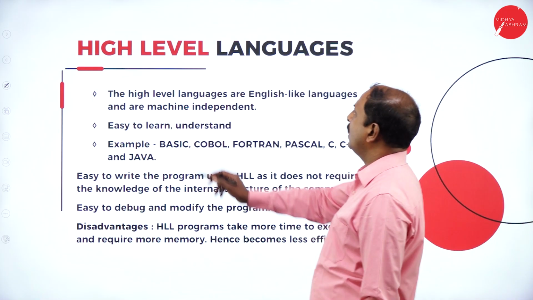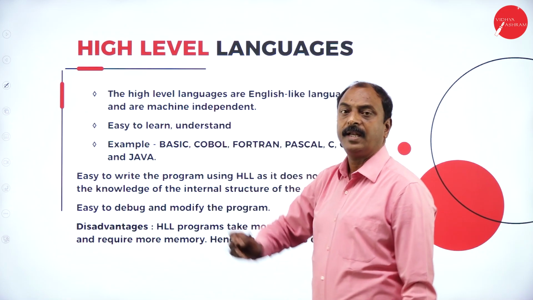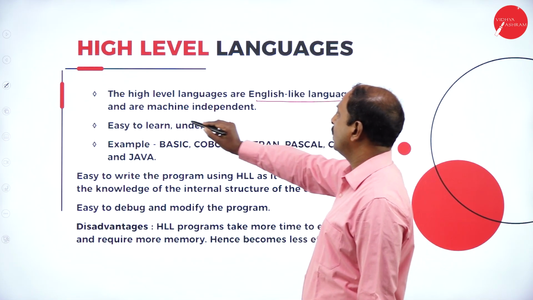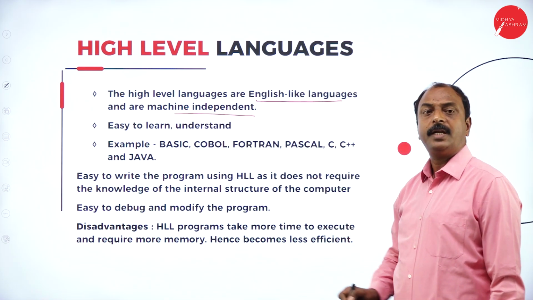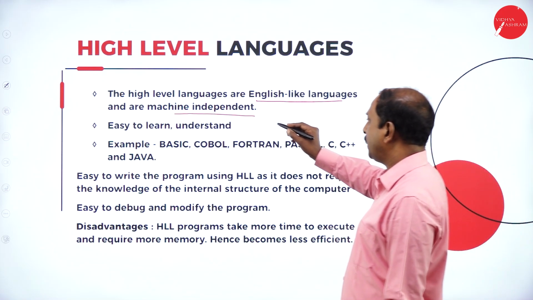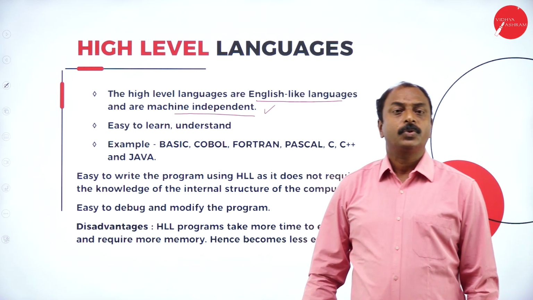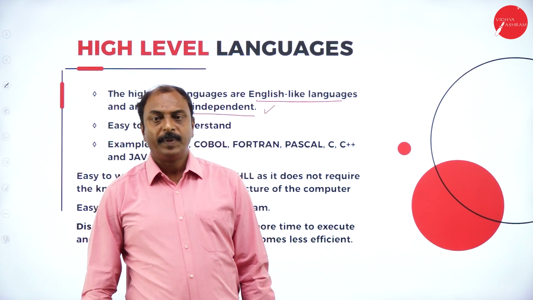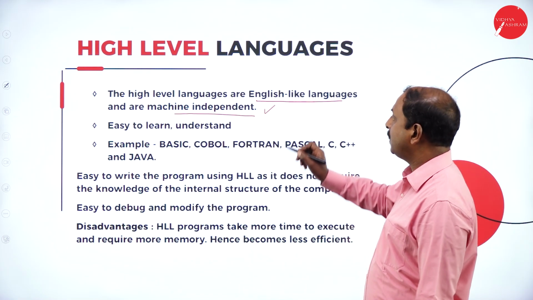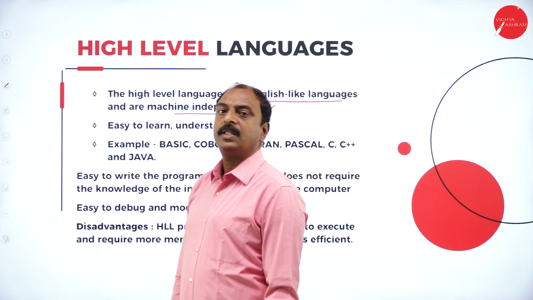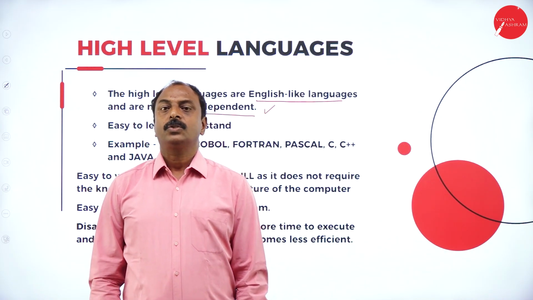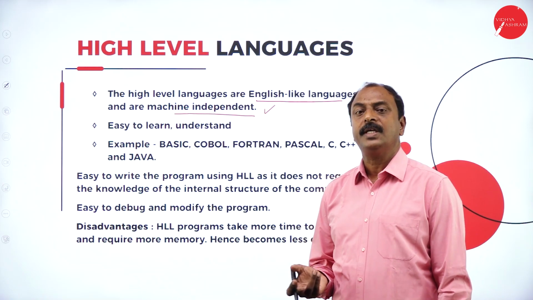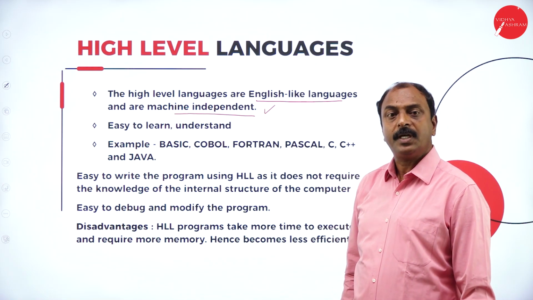So next we will talk about high level languages. What are high level languages? These languages are English like languages and are machine independent. These are the main advantages of high level language. First point is machine independent. Those two levels, machine level language and assembly level language, are machine dependent, and high level language is machine independent. It means the program written on one computer can execute or run on different computers with or without any changes. That is the definition of machine independent.